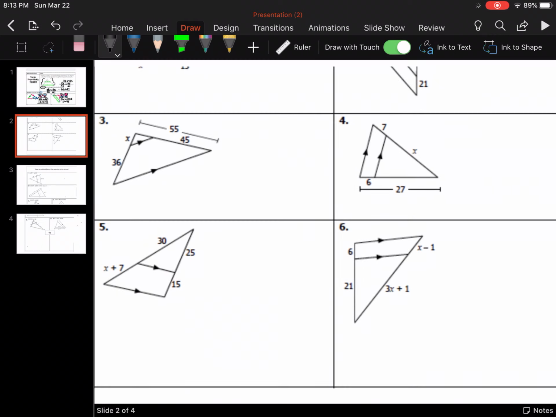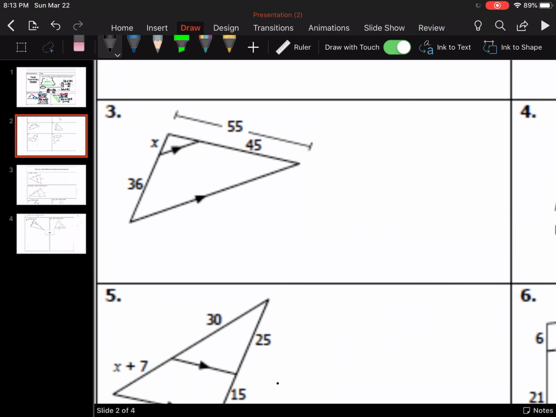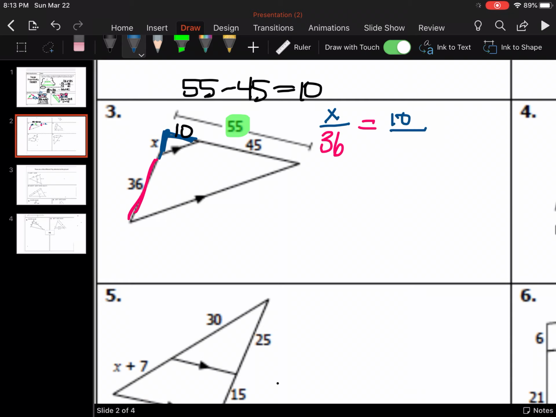Numbers 3 through 6, here we go. Okay, number 3. Start at the tip. Top left is x. Over bottom left, 36. Equals, go back to the tip. Uh-oh, there's no number there, but we know that the whole thing is 55, and a piece of it is 45. So 55 minus 45 gives us 10, which means this piece here is 10. Over the bottom piece, which is 45.